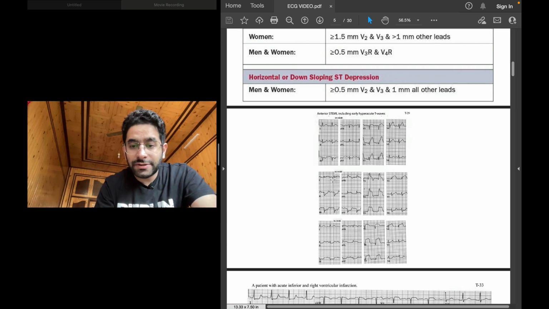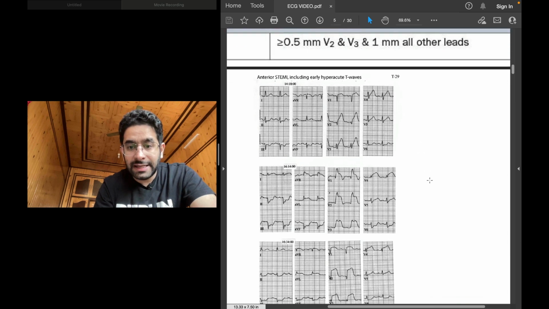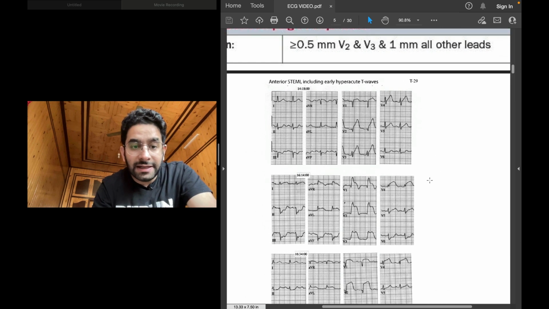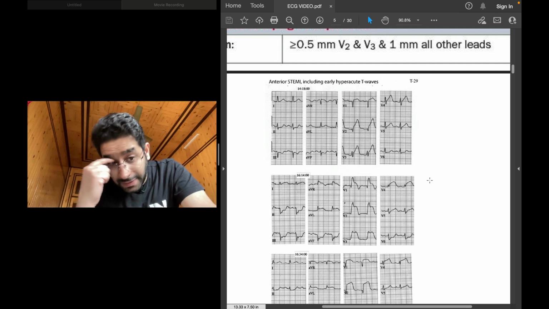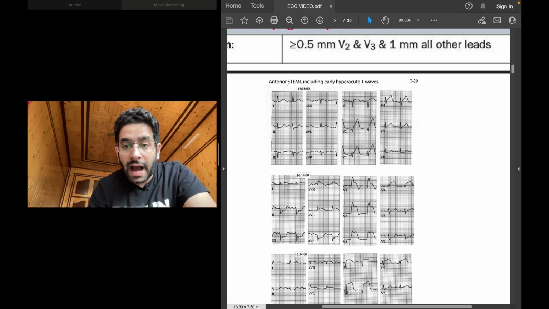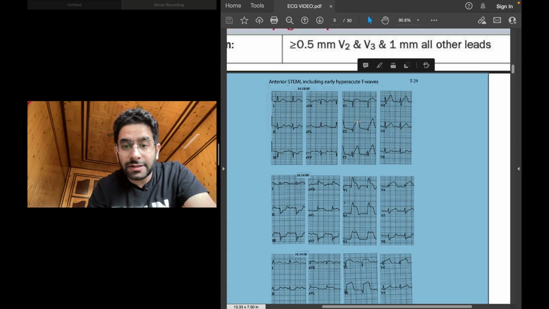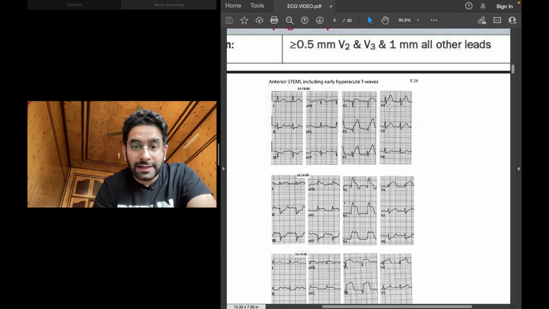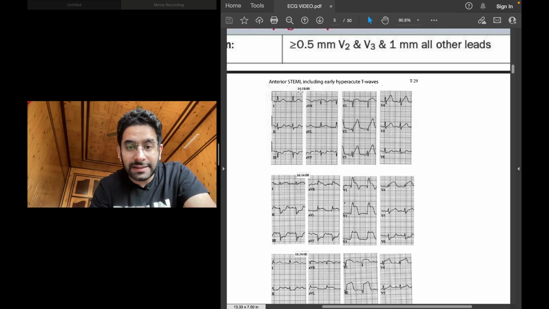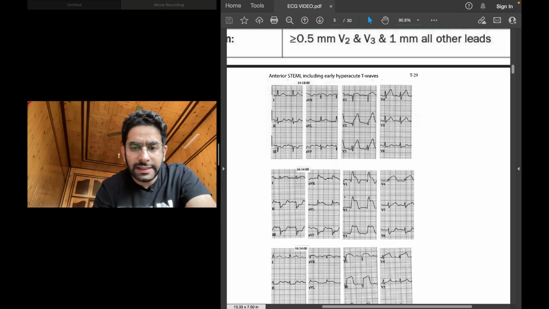Now, what is interesting in the next ECG is this is a very early patient who presented quite early after his chest pain, and that's why you're seeing hyperacute T waves. These shown here in the leads V1, V2, V3 and V4, these tall and peaked T waves are hyperacute T waves. Now you can see, now this is 14:18, that's the time in this ECG. So it's roughly 2:18 p.m.